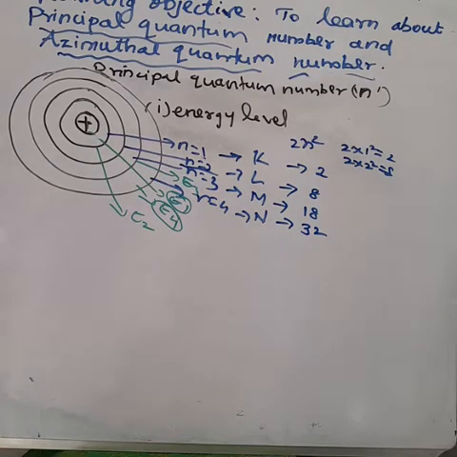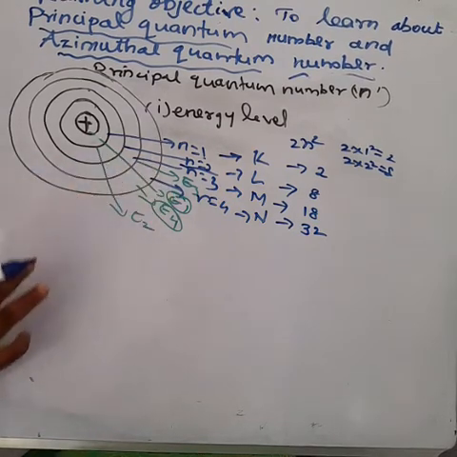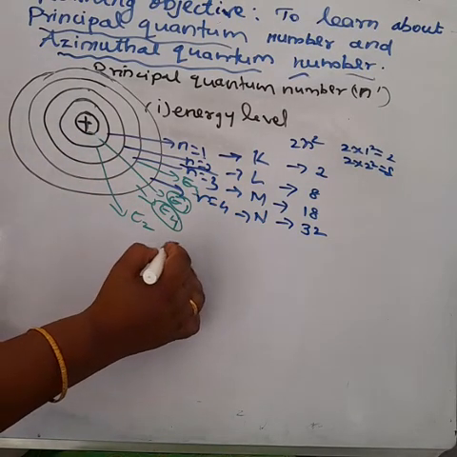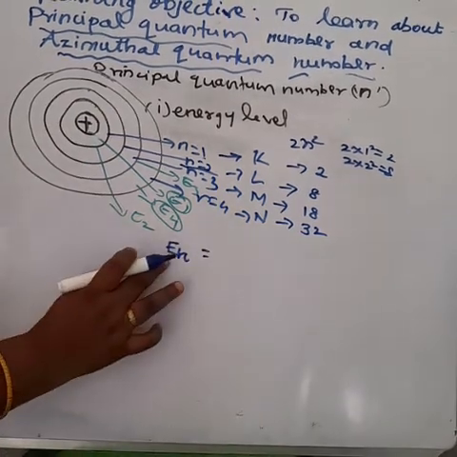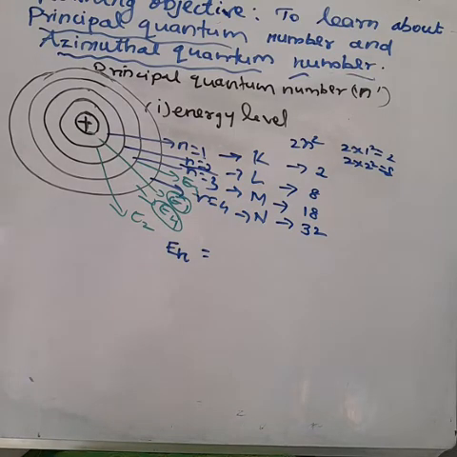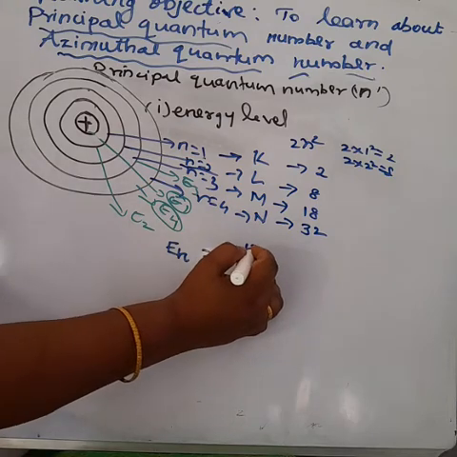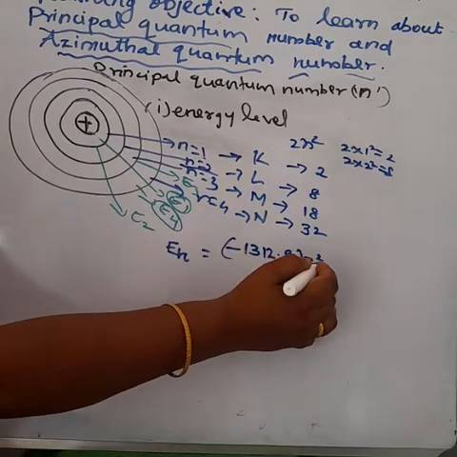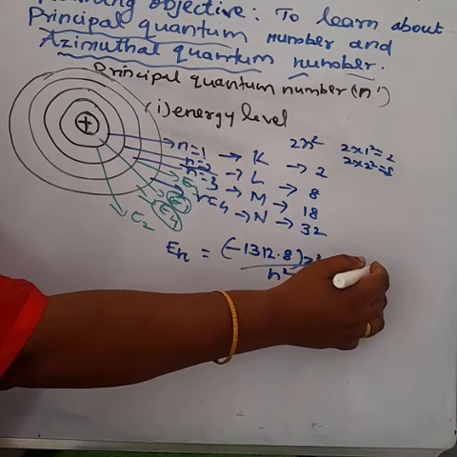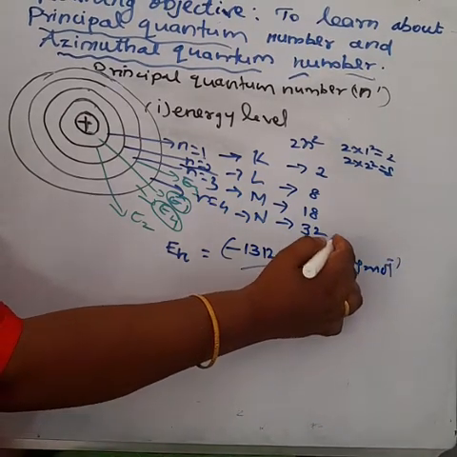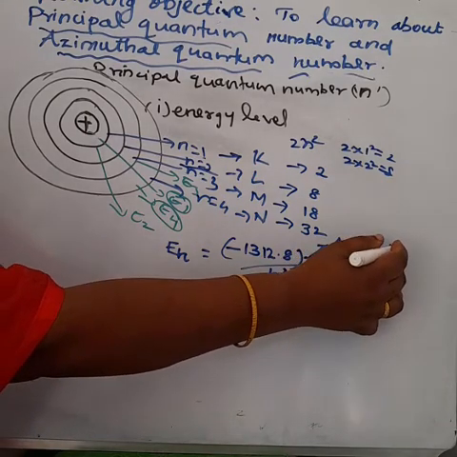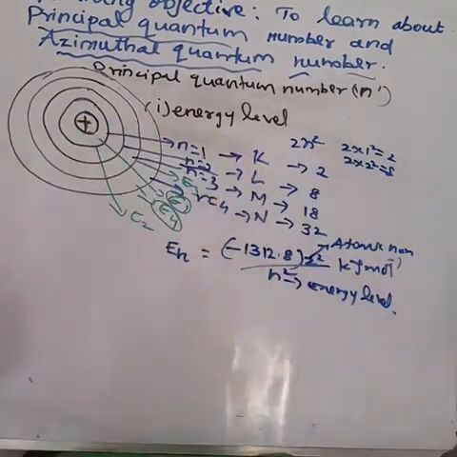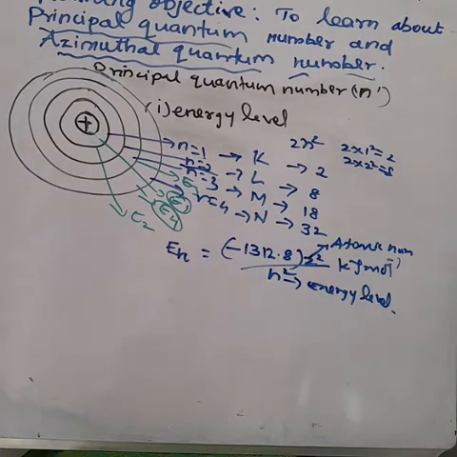And n gives the energy of the electron. How to calculate the energy of the electron? One formula we have here is En, the energy of the electron. En is equal to minus 1312.8 by n square into Z square, in kilojoule per mole. Here Z means atomic number and n means the various energy levels: n is equal to 1, 2, maybe 3, maybe 4. This is the formula to calculate the energy of the electrons.